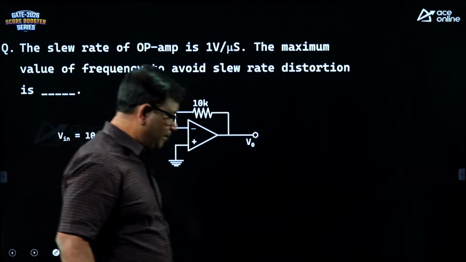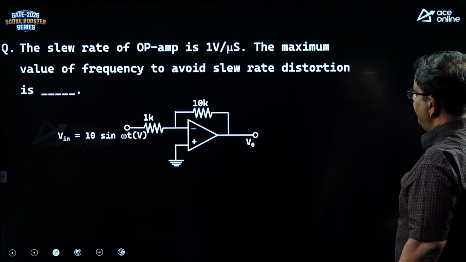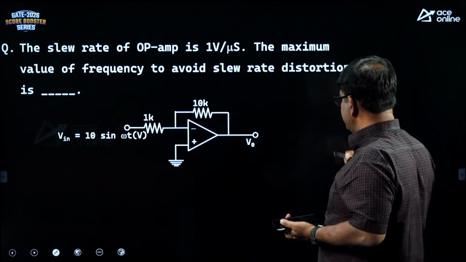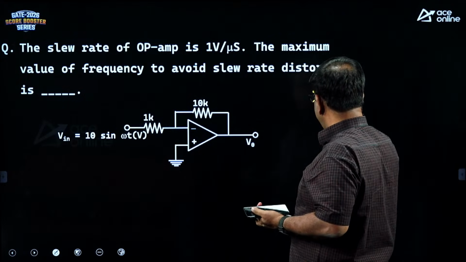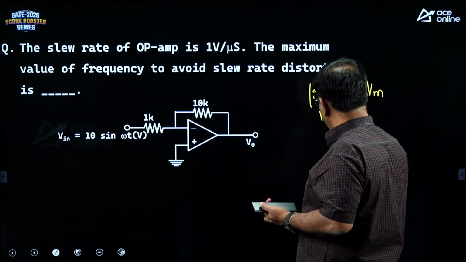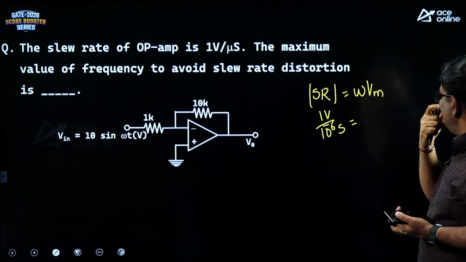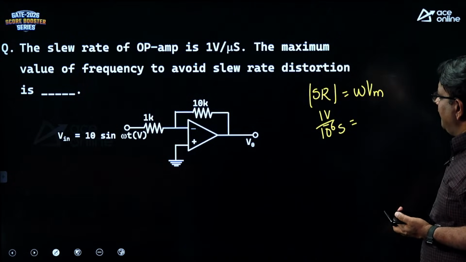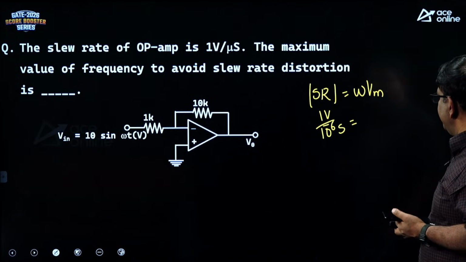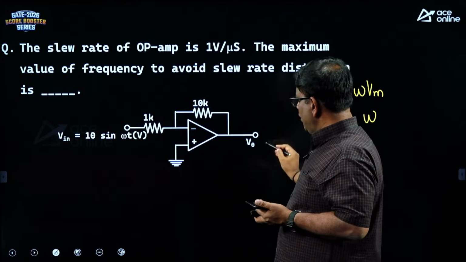So, go through the problem. The slew rate of an op amp is 1 volt per microsecond. Slew rate is given as omega Vm. It is 1 volt per microsecond. Let us see what we have to find: the maximum value of frequency to avoid slew rate induced distortion. So, he is asking you omega, and what is V naught?